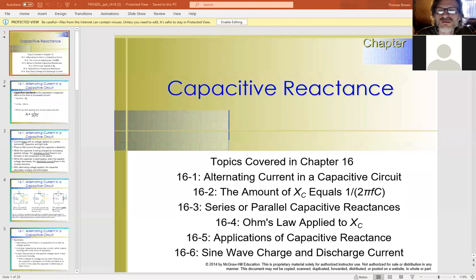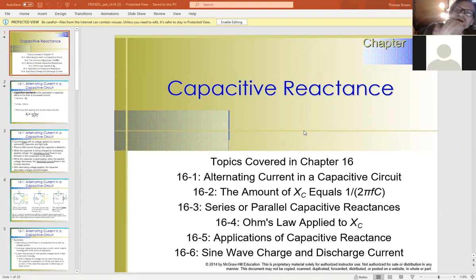So let's see. Yeah, we're after 9 o'clock, so I will start this. We're going to take a look at chapter 16, and we get some new concepts that we'll be looking at. As you can see here, the topics that will be covered.